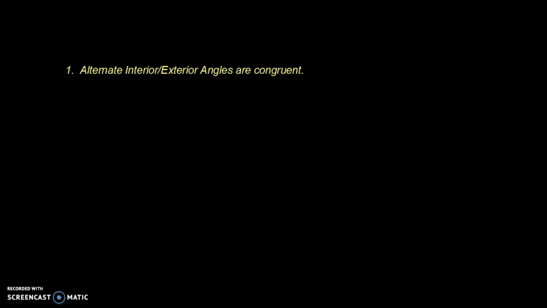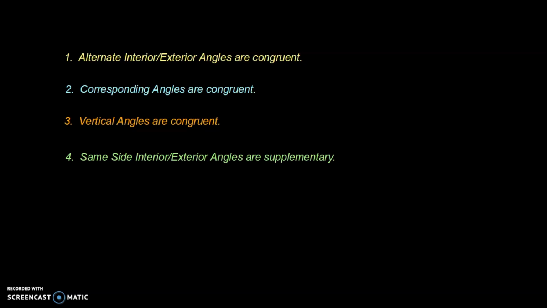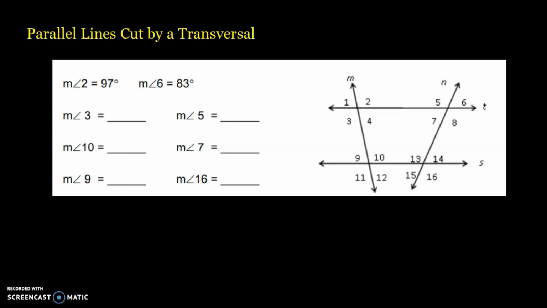One, alternate interior or exterior angles are congruent. Two, corresponding angles are congruent also. Three, vertical angles are congruent. Four, same side interior or exterior angles are supplementary. And five, linear pairs are supplementary. These are the concepts that we are going to make use of as we solve mathematical problems or items about angle pairs. So let's start.